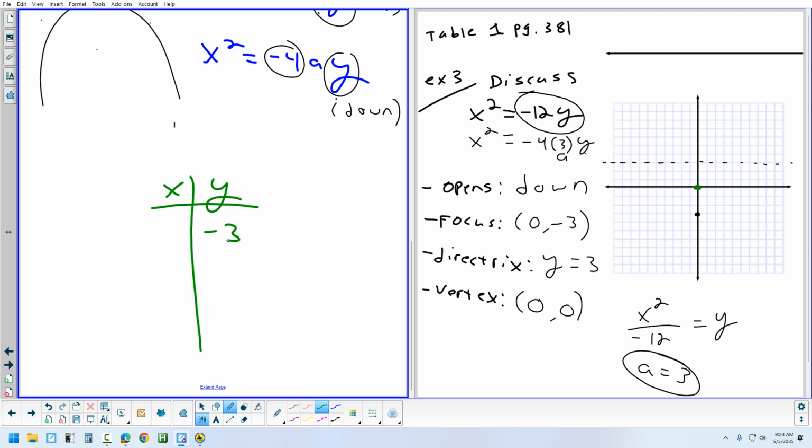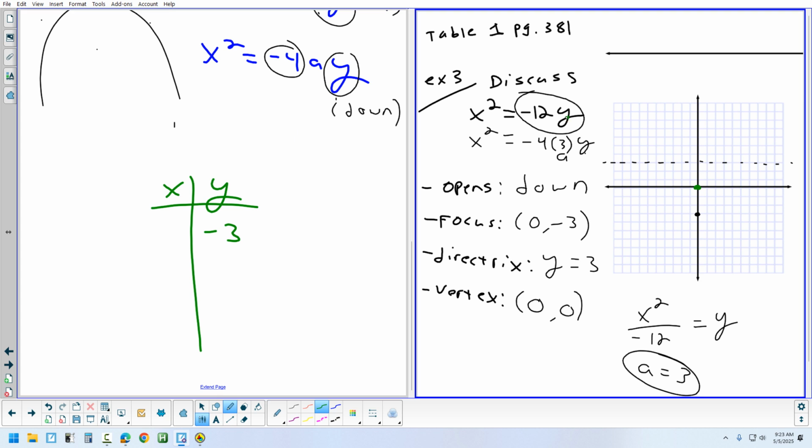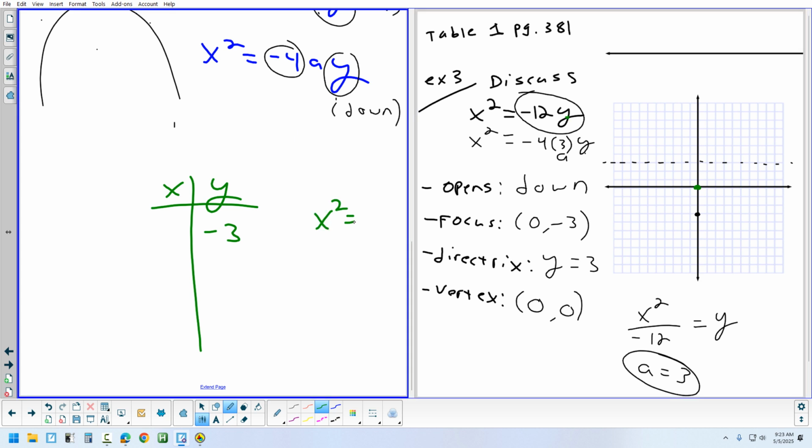If you plug in negative 3, you're going to get x squared equals 36. And to solve for x, we take the square root. And what's the square root of 36? Yep. Plus or minus 6. No problem that you get 2 different answers for x. That's fine. This is a function. It will pass the vertical line test.